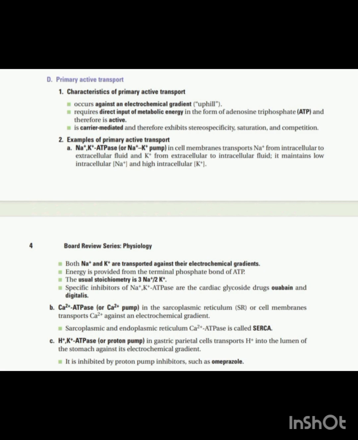Okay, next we have the calcium ATPase pump, or calcium pump, that is in the sarcoplasmic reticulum or cell membranes, and it also transports calcium against the electrochemical gradient. Another example is the hydrogen potassium ATPase pump, or proton pump, in the gastric parietal cells and the renal alpha intercalated cells, which transports hydrogen into the lumen of the stomach or renal tubule, and that is also against the electrochemical gradient. So whether it is the sodium potassium pump or the hydrogen potassium ATPase pump, the similarity is that they are all pumping substances against the electrochemical gradient, and they also require a direct source of energy by the breakdown of ATP.